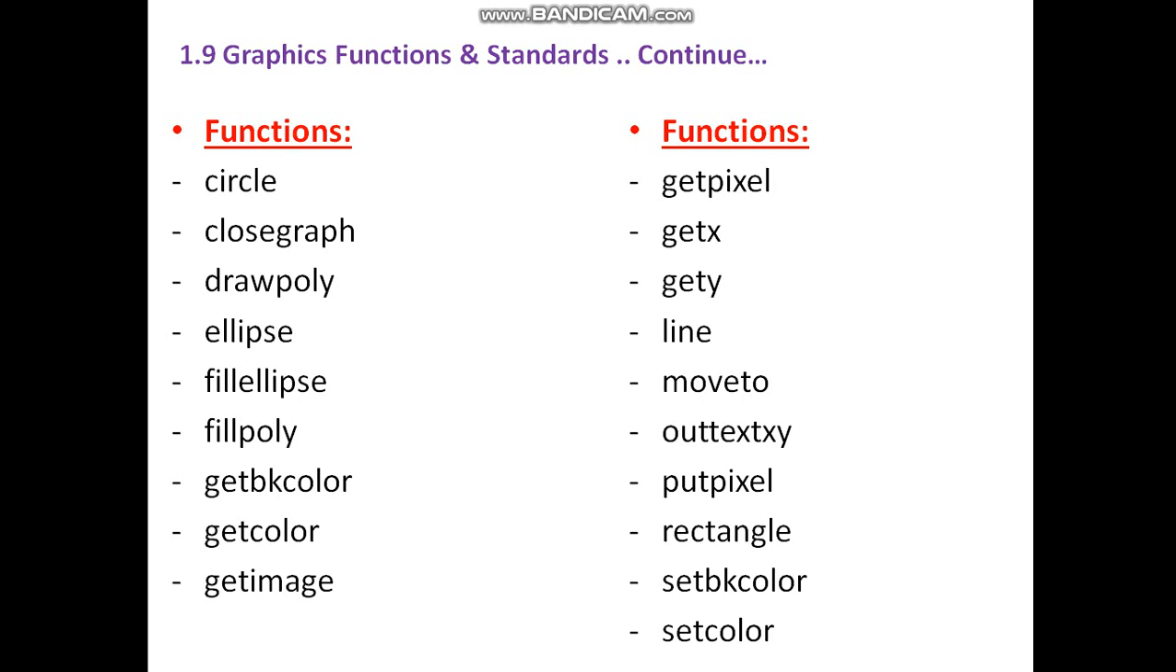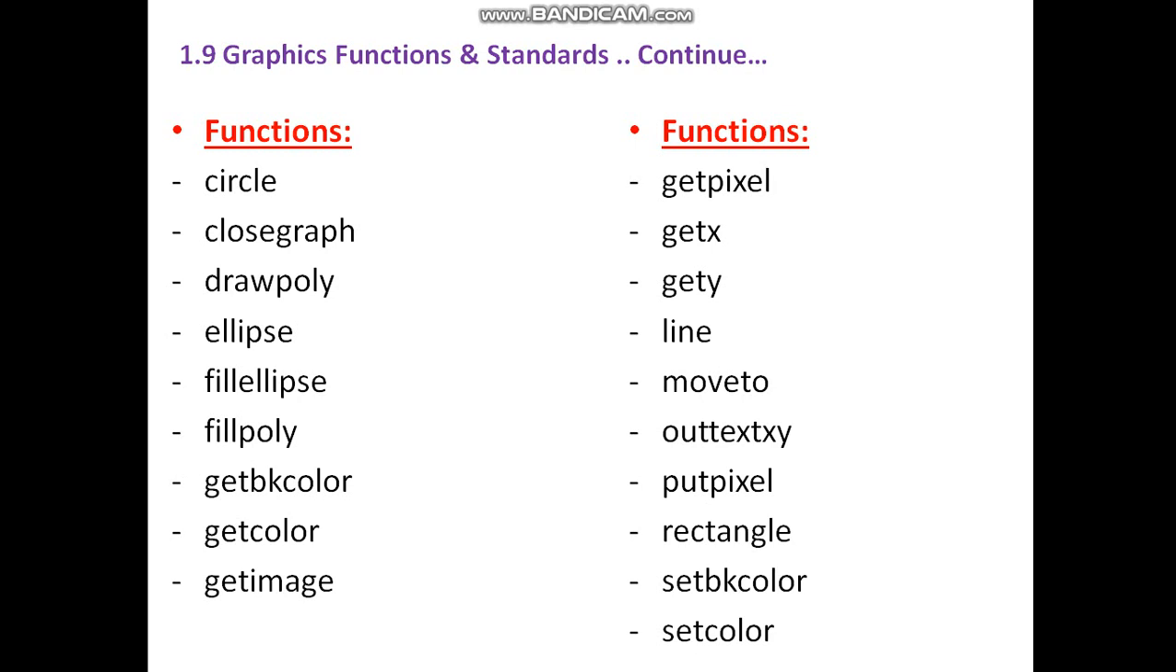Then next one is the outtextxy function. This function displays the text or string at a specified point x, y on the screen, and the syntax is void outtextxy, and the parameters are int x, int y, char pointer string. Here x and y are the coordinates of the point, and the third argument contains the address of the string to be displayed.